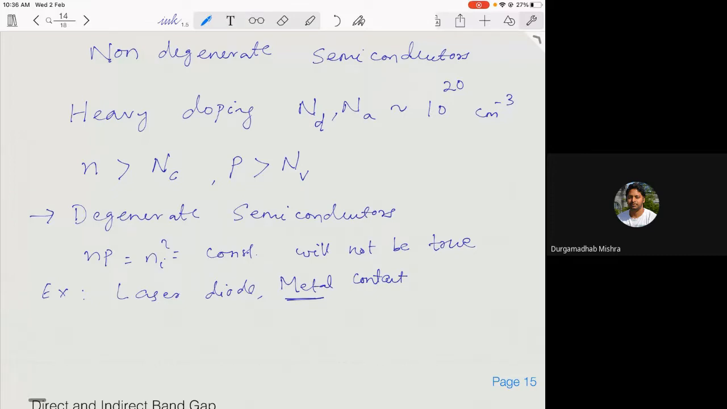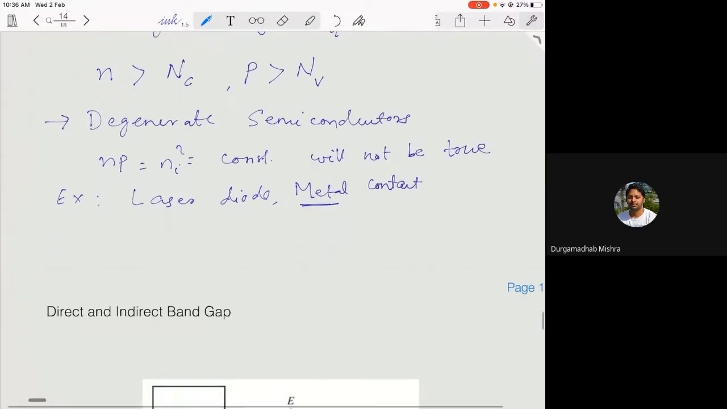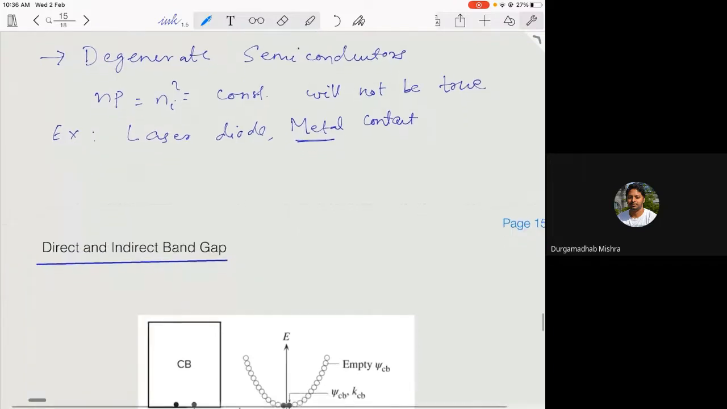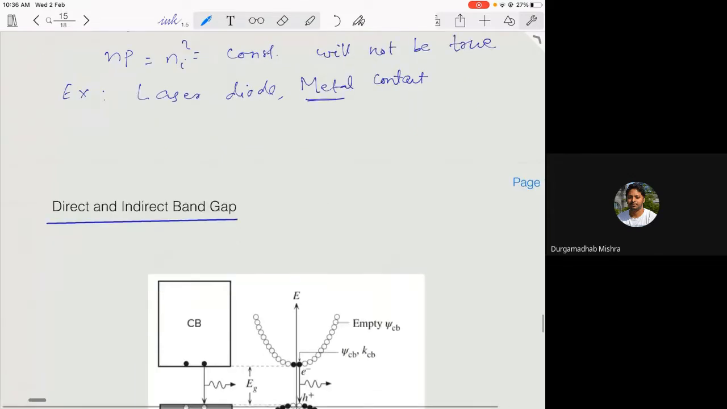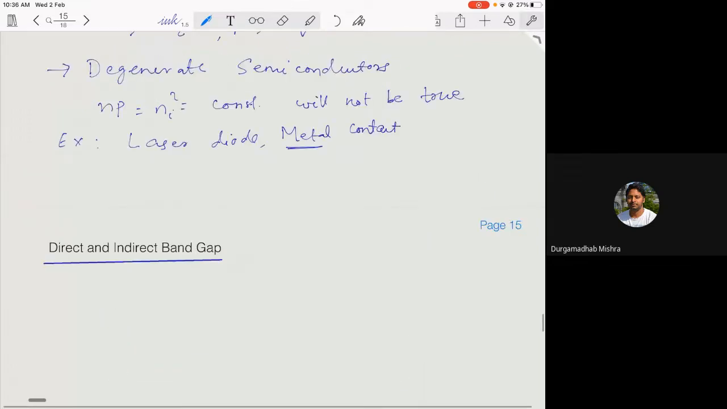Okay. So another point which we will discuss about the semiconductor properties is the band gap. So what we will discuss is direct and indirect band gap. Before we go to this, I want to discuss something in regard to that.